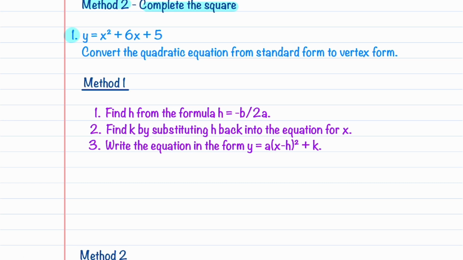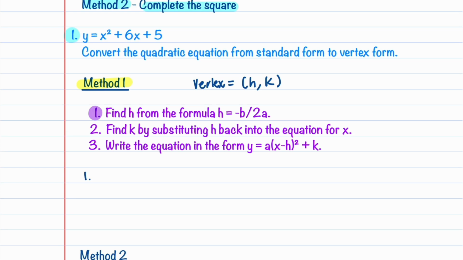Our first example is y is equal to x squared plus 6x plus 5. This equation is written in standard form, and we're going to convert it to vertex form. Let's start with the first method. I have outlined 3 steps that we can follow just to make things easier. Our first step is to find h from our formula. The reason that we want to do that is that our vertex is equal to h comma k. So we're finding the first component of our vertex.